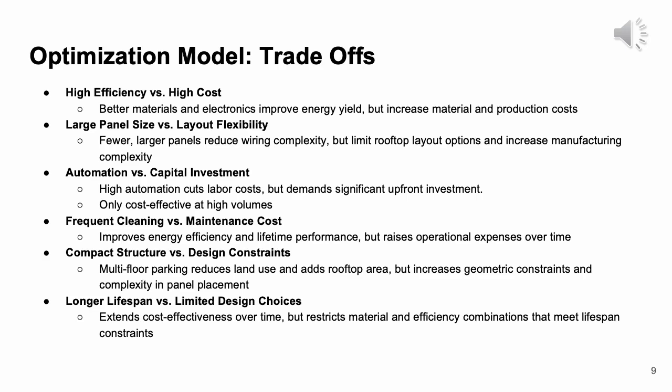For system-level trade-offs, we balance high efficiency with cost. Better material boosts energy yield, but drives up both material and manufacturing expenses. Next, we trade off panel size and layout flexibility. Larger panels are efficient to wire and install, but harder to fit on complex rooftops and cost more to produce. With automation, a higher level reduces labor costs but only pays off at larger scales due to high capital investments. And cleaning frequency improves energy performance but increases long-term maintenance cost, especially for larger rooftop systems.